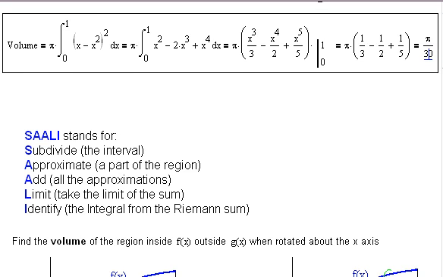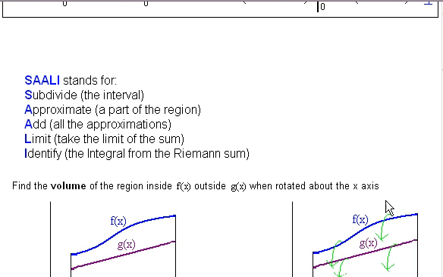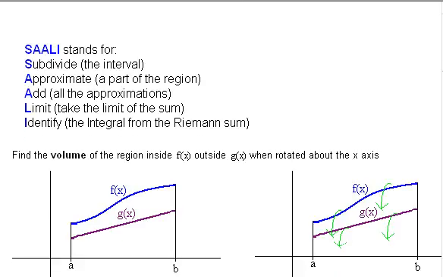Keep in mind we were able to derive our formula by using the acronym or mnemonic device SALLY, which means we subdivide the interval, we approximate, and add, take to the limit, and then identify an integral from the Riemann sum we come up with.